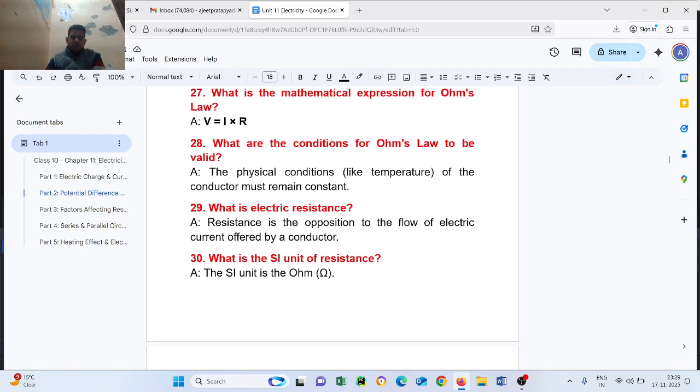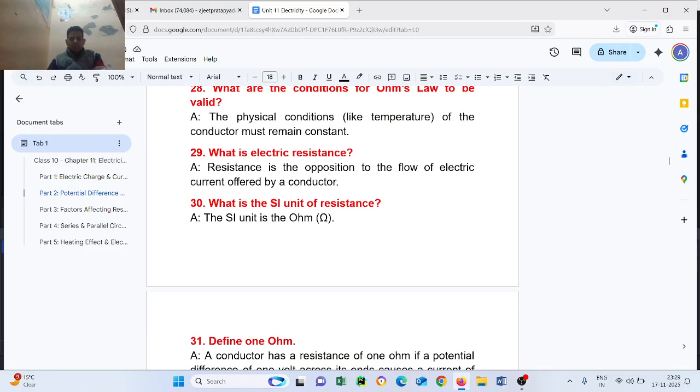Question number 29. What is electric resistance? Resistance is the opposition to the flow of electric current offered by a conductor.